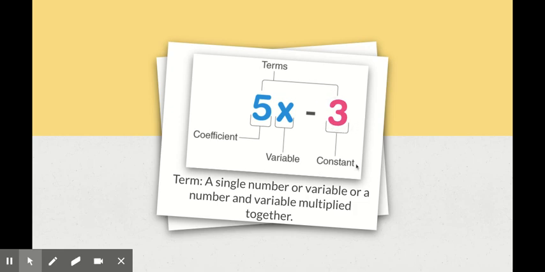If we had a letter that was by itself in here, so if this said 5x minus 3 plus b, b would also be a term because it's a letter that's by itself. So as long as it's a letter or a number or a letter and a number together, it is a term.